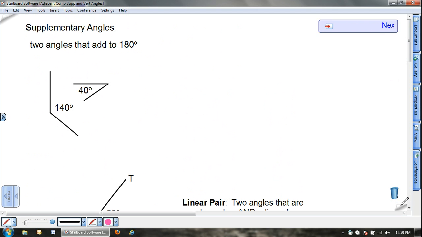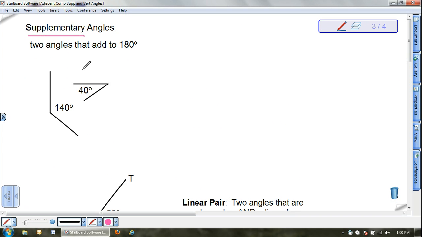Okay, next concept is supplementary angles. Now you see that supplementary and complementary sound very much the same, and I have a little trick to help you memorize them, but I have to be standing in front of you to show you the trick. So make sure that you remind me in class if I don't show you the trick.